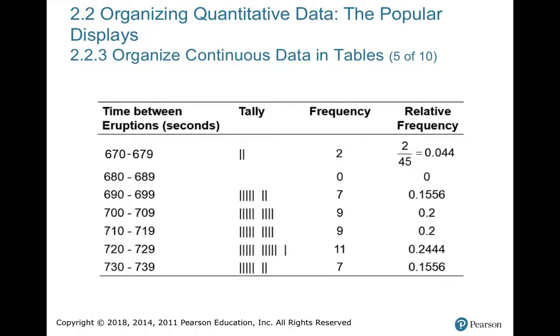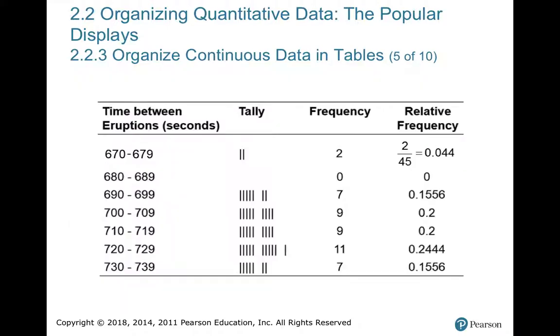So then we would tally that up. That second class ended up empty. That's okay. That's totally fine. We wouldn't want to adjust the classes necessarily to try to cover that. It's fine to show that that is empty.